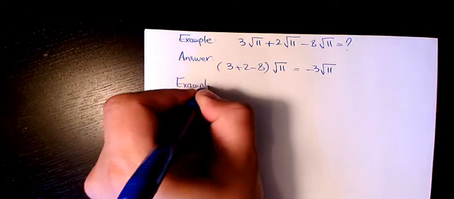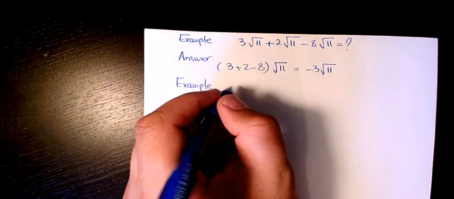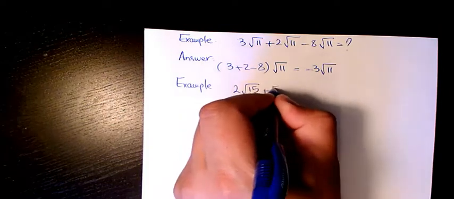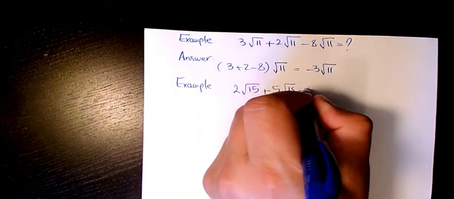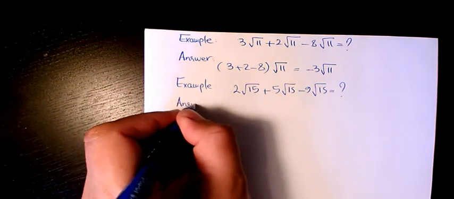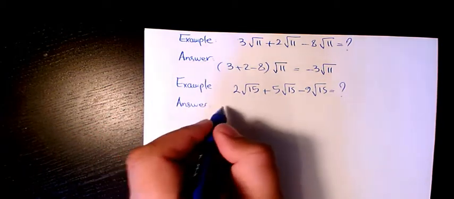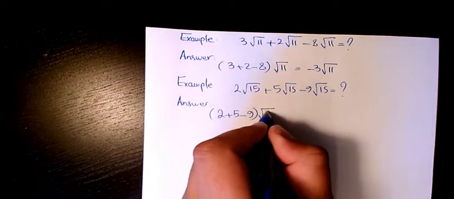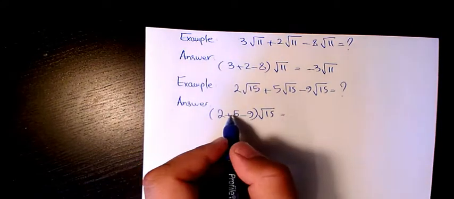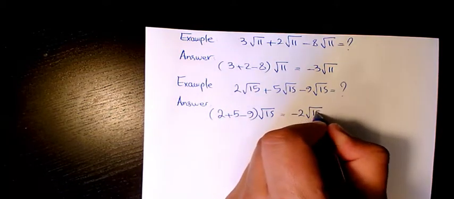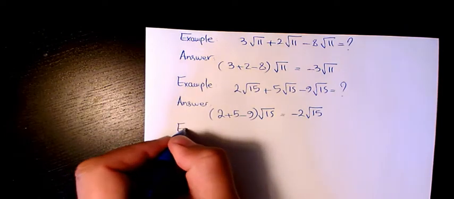Next example, it's going to be 2 root 15 plus 5 root 15 minus 9 root 15. Answer is 2 plus 5 minus 9 root 15, which is going to be 2 plus 5, 7, minus 9, negative 2 root 15 is the answer.